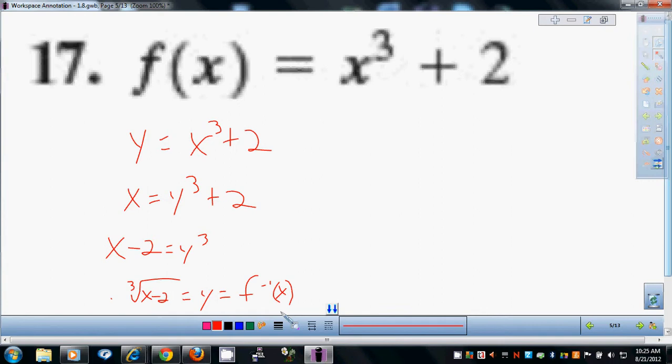The opposite of a cube is a cube root. And a fourth is a fourth root. And a fifth is a fifth root, etc. And then if you want, you can check it by doing what you did in the last few problems, but I'm not going to require that. Questions about this one?